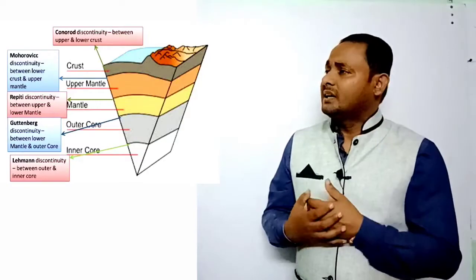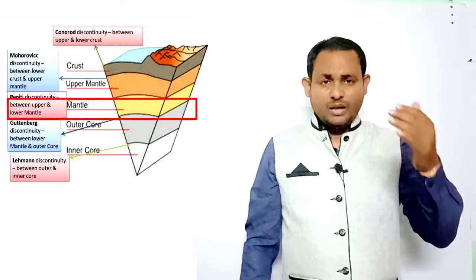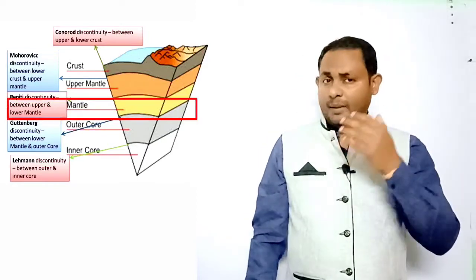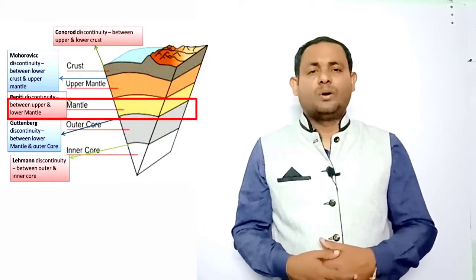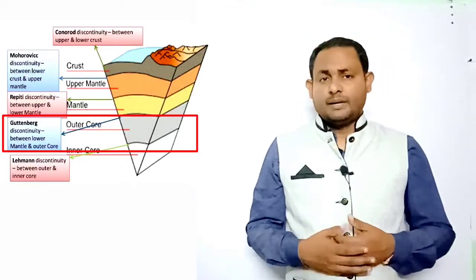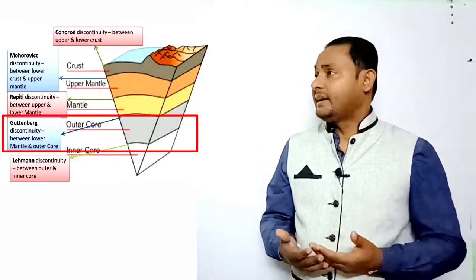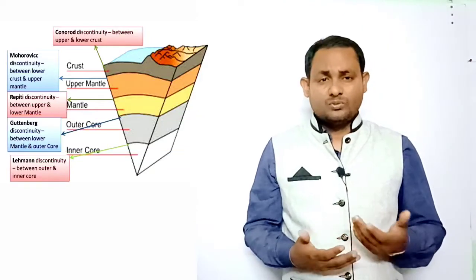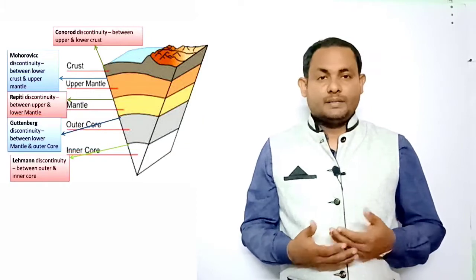Next there is the Repetti discontinuity. It refers to the zone between the upper mantle and the lower mantle. Carefully remember the Repetti discontinuity: the zone between upper mantle and lower mantle. And next there is the important Gutenberg discontinuity. The Gutenberg discontinuity refers to the zone separating the lower mantle from the core. It is located at a depth of about 2,900 km.